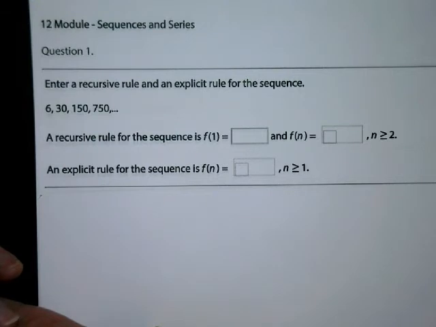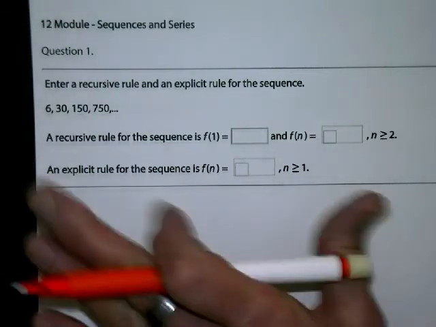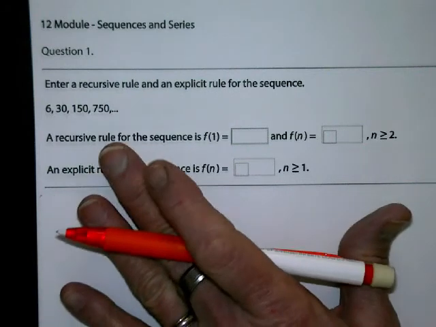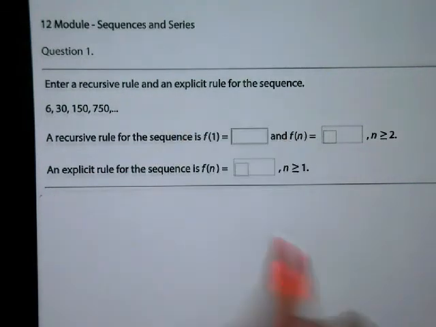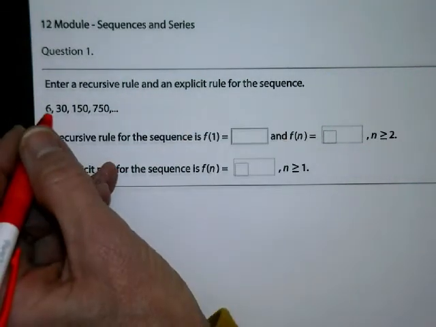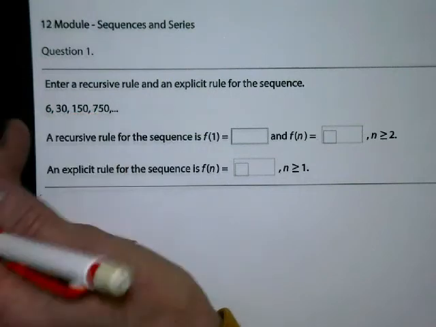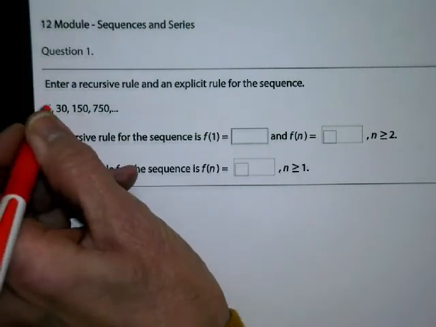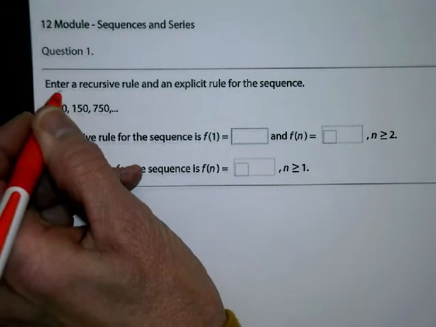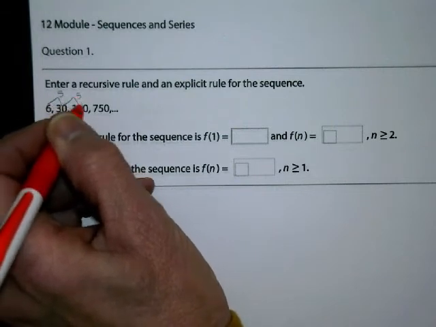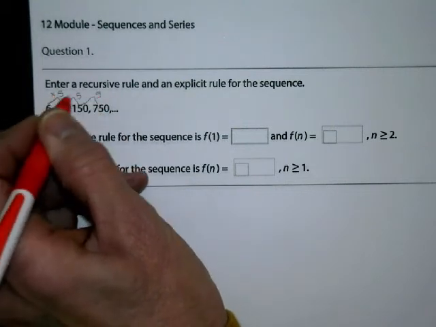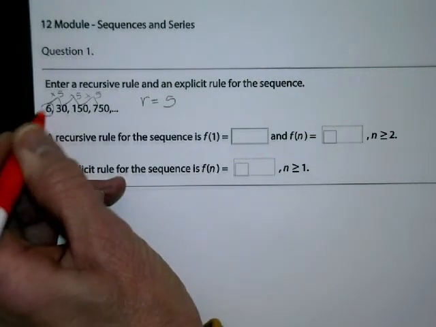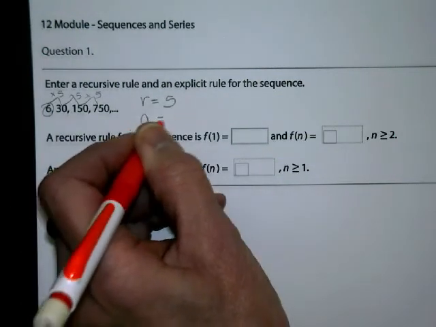We're working with sequences and series, and the challenge for this question is they don't tell us what kind of sequence it is. All they tell us is that we have to find the recursive and explicit rule for the sequence. If I notice, I don't add the same number every time because it's growing by multiples. I take 30 divided by 6 and I see my common ratio is 5. So every time I move a term, I take it times 5. Remember, I need my A. So my initial value is 6.